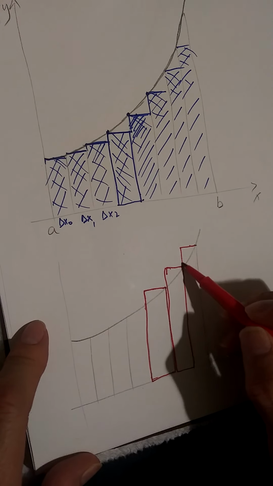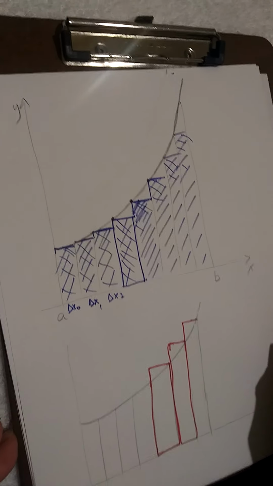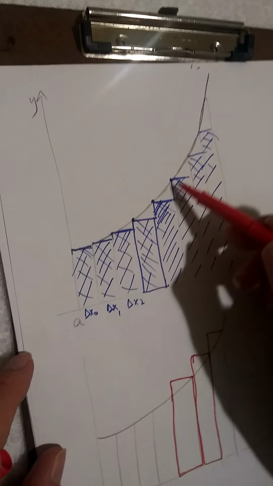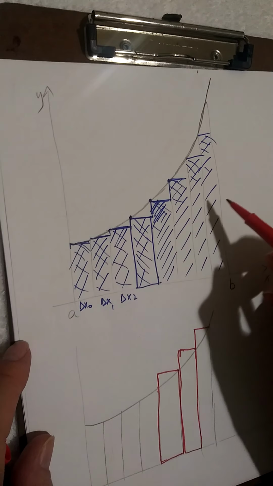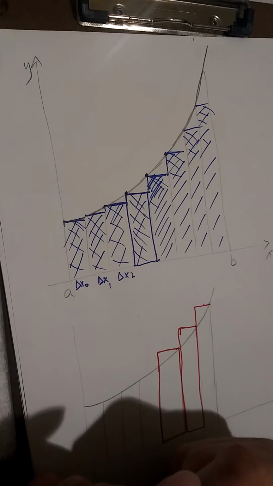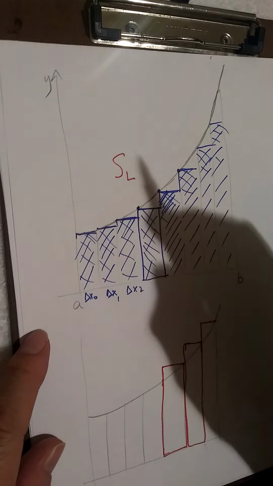And then for the next slice, it's like this. Okay, here's what happens. The area should be under this black curve. But if you use these blue rectangles, the area will be a lower area. It'll be underestimated. So we'll call it SL, lower sum.